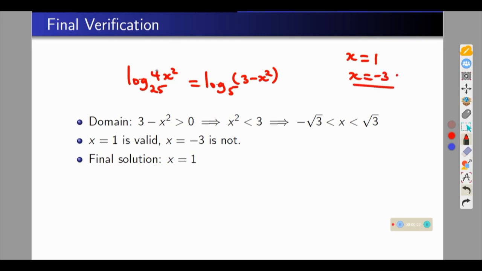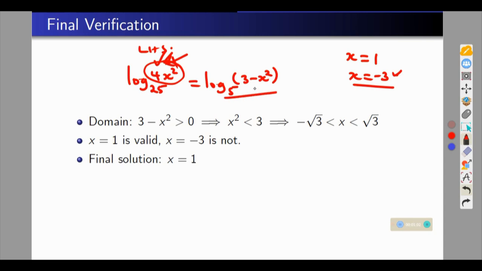We can easily realize that when you have 4x squared, for any value of x, this expression will remain positive. So for that case, log base 25 of a positive number is achievable. However, we know that the logarithm base 25 of any negative number is not possible. So for x equaling 1 and x equaling negative 3, this left hand side will be okay.